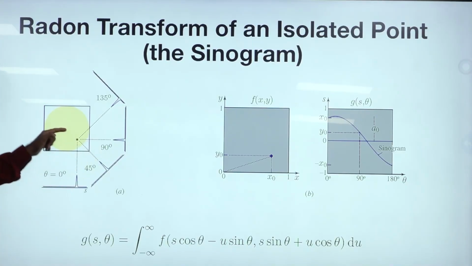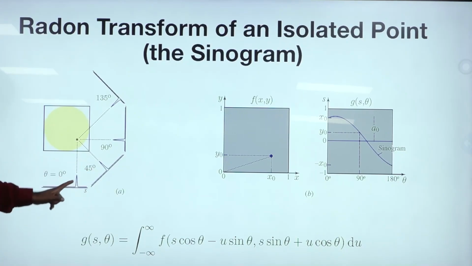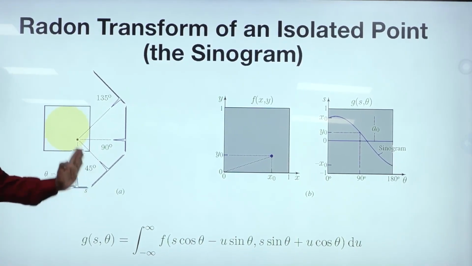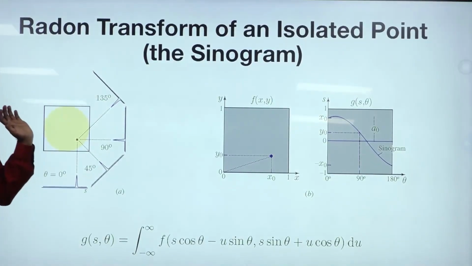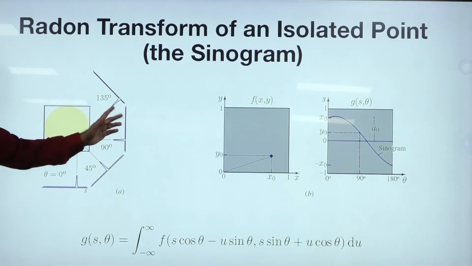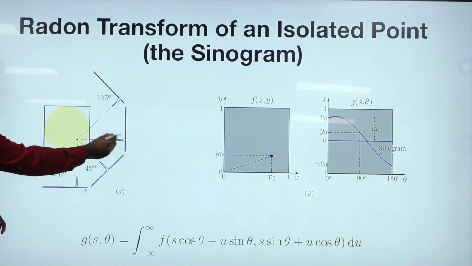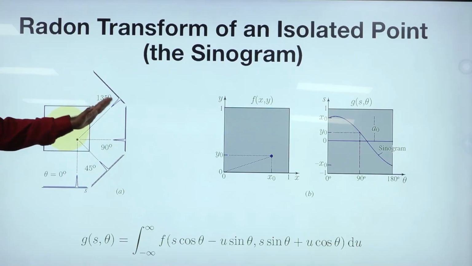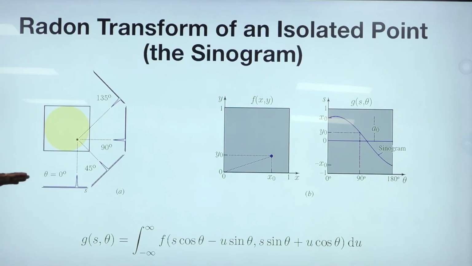Once you rotate it to 45 degrees, instead of being on the right side, it will be in the middle. And then when you rotate it again, if you project it, the data will be slightly on the left side. If you rotate it again, it will be even further to the left over here. So this is a function of s for one theta, a function of s for another theta, and so on, for different values of s and theta.